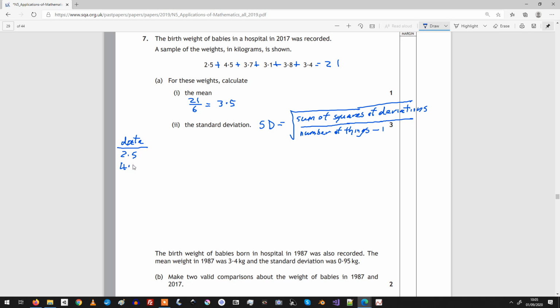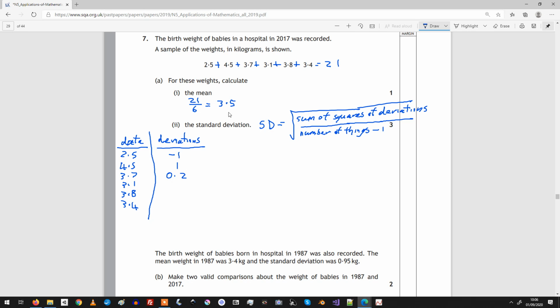2.5, 4.5, 3.7, 3.1, 3.8, 3.4. Terrible line, and now I want to write down the deviations. So 2.5 is 1 less than the mean, so it has a deviation of -1. 4.5 is 1 more than the mean, so it has a deviation of 1. 3.7 is 0.2 more, yeah, 0.2.